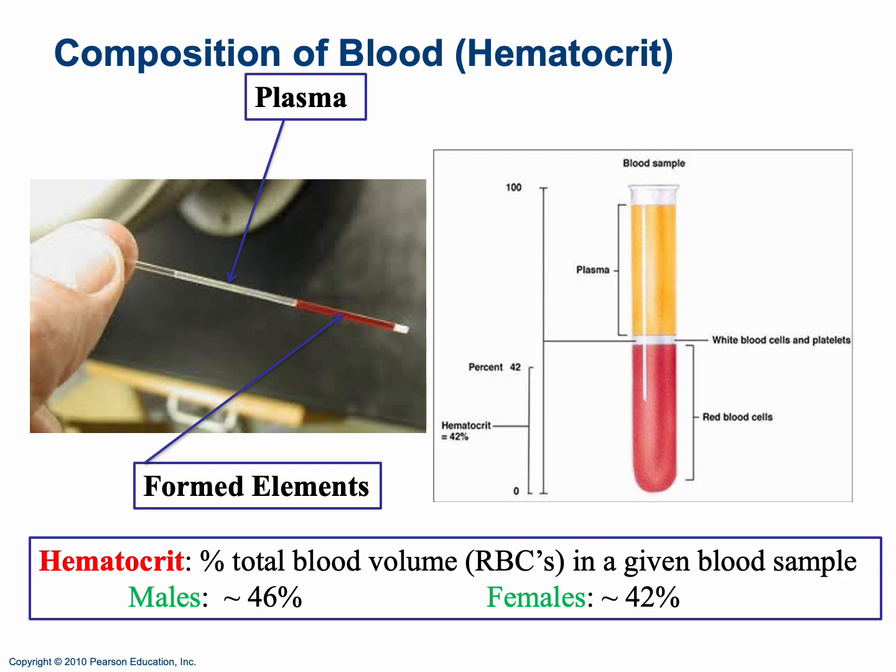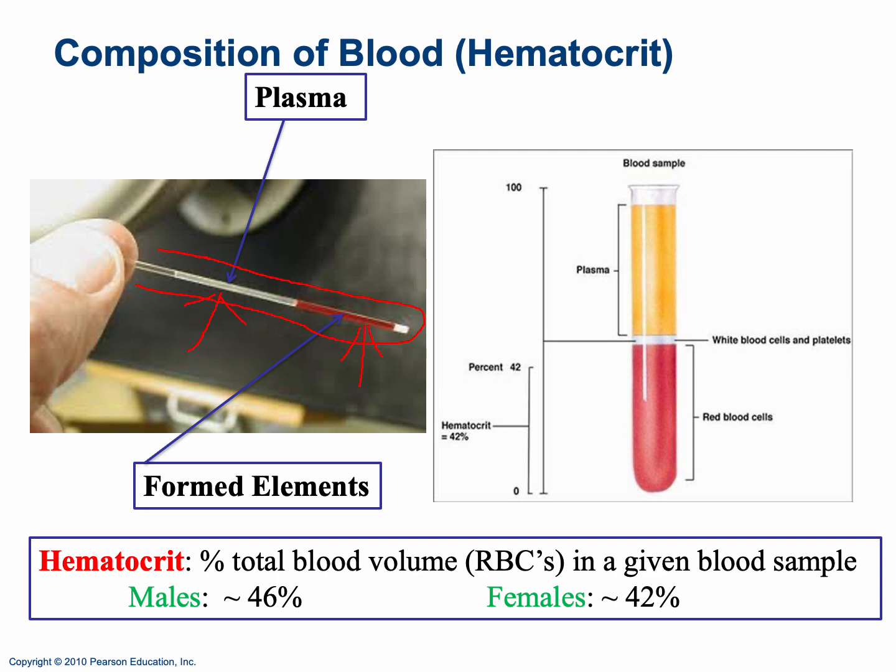Here we have an image of blood that has been spun down in a centrifuge. And so we're able to see here that light yellow, which is referring to the plasma, and the red here referring to the formed elements.